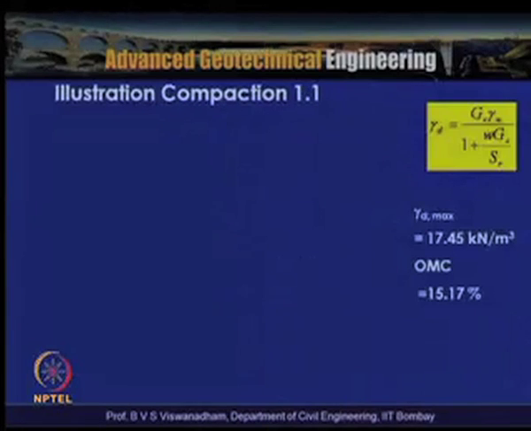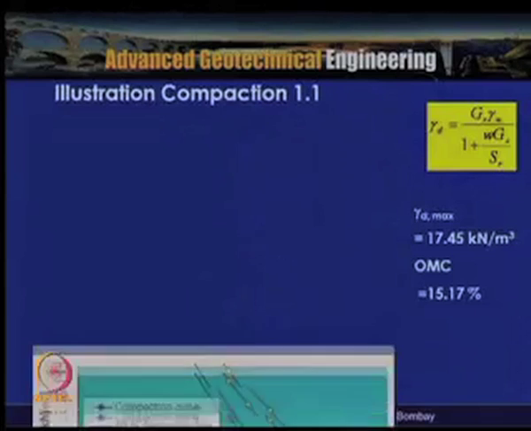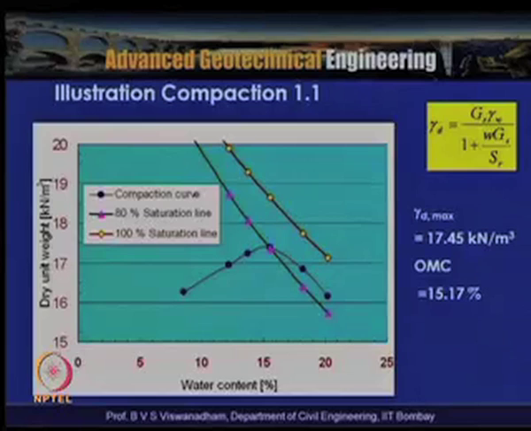So, based on the given data, the graph is plotted with the dry unit weight on the y axis in kilonewton per meter cube and water content on the x axis, and this is the compaction curve. By using gamma d equals Gs gamma w divided by 1 plus w Gs by Sr, we can determine the 100% saturation line. So, gamma d max is equal to 17.45, this dry unit weight, and the optimum moisture content is 15.17%.